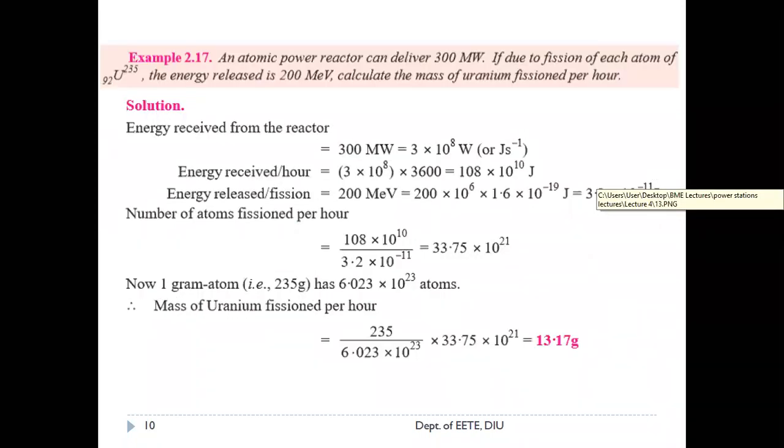Finally, we'll solve one or two mathematical problems. There are two given here. I will solve one, and the other one can be solved easily.